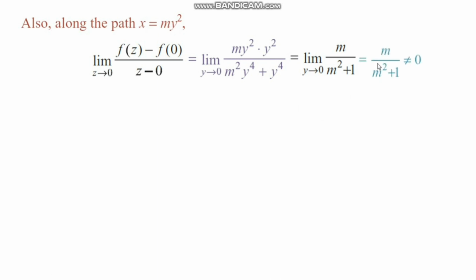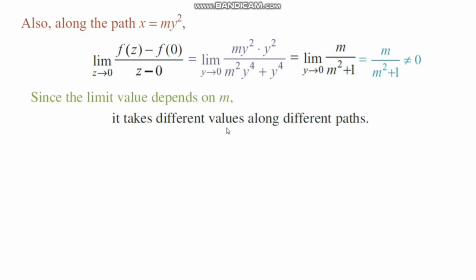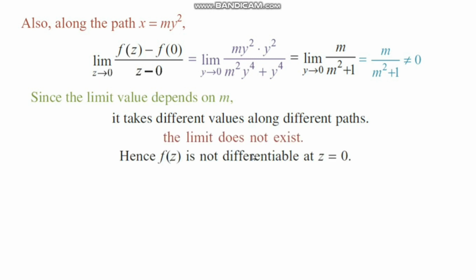So we have infinitely many paths in this generalized one. So this is not equal to 0. Since the limit value depends on the parameter m, it takes different values along different paths, as we have discussed about the different paths. Therefore, the limit doesn't exist. Hence, the complex function f of z is not differentiable at the point z equal to 0. Thus, f of z is not analytic at the point z equal to 0.